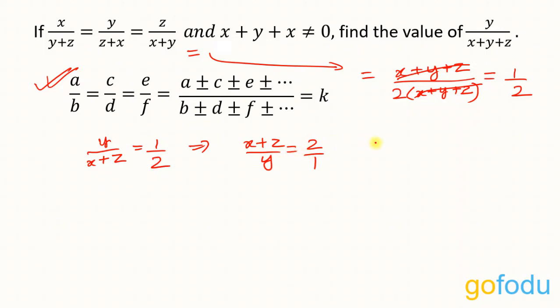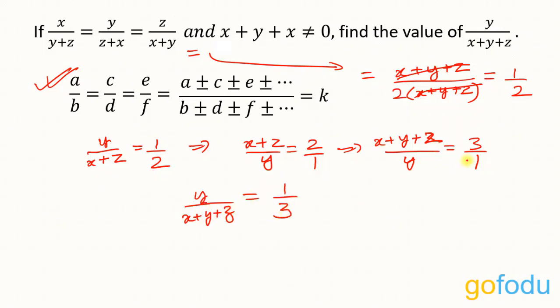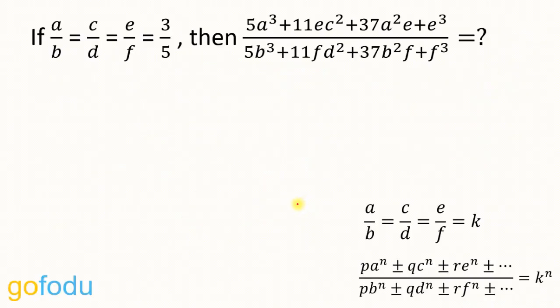Now do componendo here. We'll get (x + y + z) upon y is equal to 3 upon 1. Okay, add 1 both the sides, we'll get this. So we are asked y upon (x + y + z). Apply invertendo here, inverse the left hand side as well as right hand side, and we'll get y upon (x + y + z) as 1 upon 3. Next question. Last but not the least.